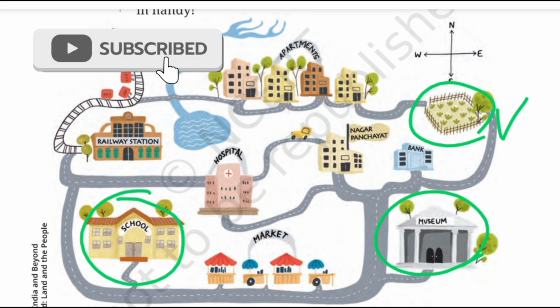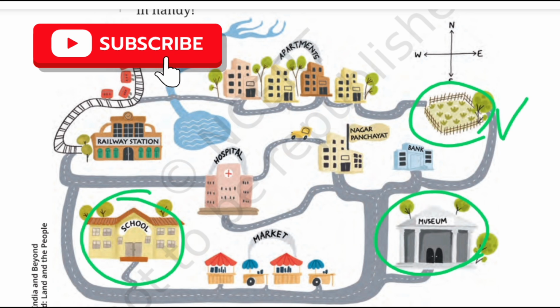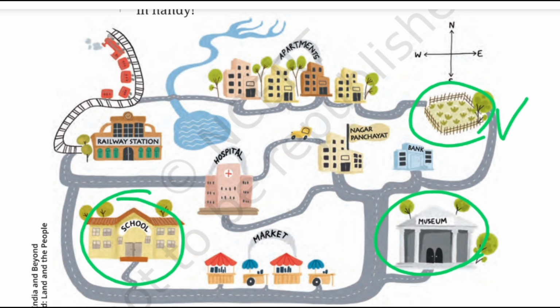Just think about yourself. If you are going somewhere, you take the Google Map and move with the GPS, isn't it? Using GPS, you are finding out the location, isn't it? So the very purpose of the map is to find out the exact location of a particular place. That you understand, isn't it?